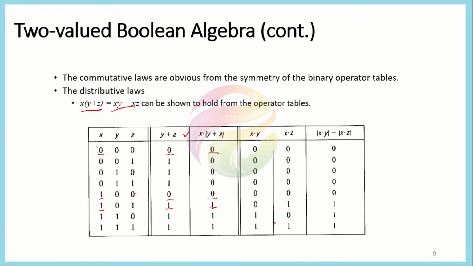And now what we need to do is OR both these results. So we OR both these results. If anyone has 1, the result will be 1. So only the last three rows will have a value of 1. And now we need to compare it with the other side. So this was the one side and this is the other side. If you check, both of their results are the same. So it means that these operators obey the distributive law.